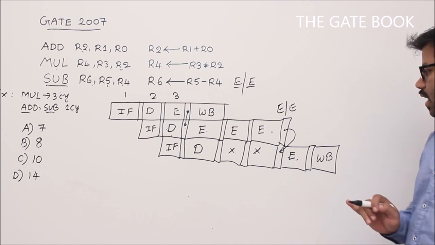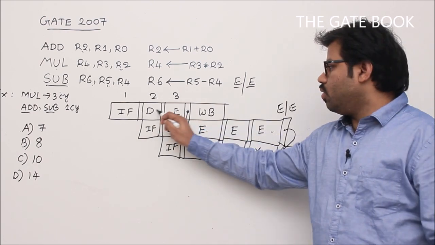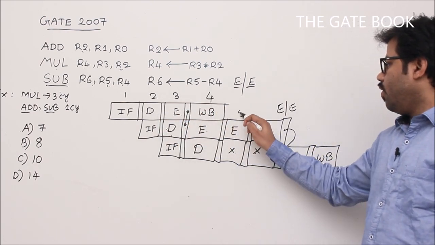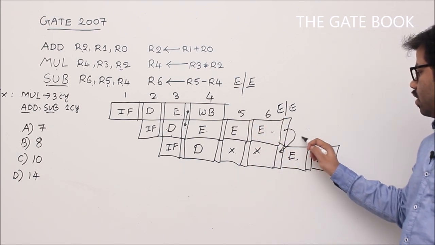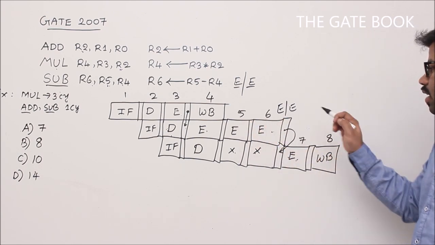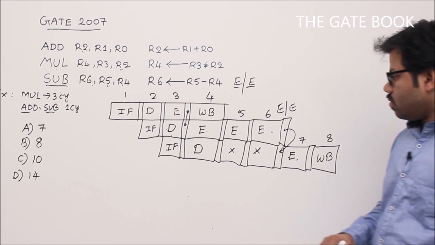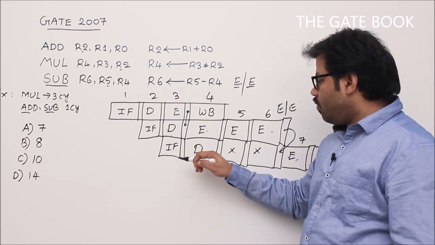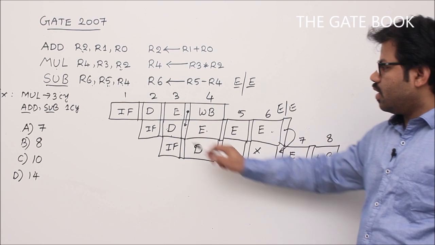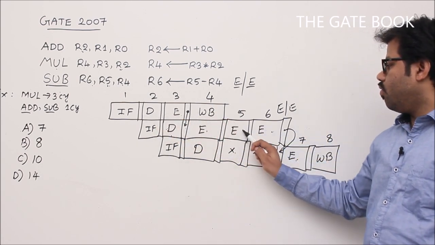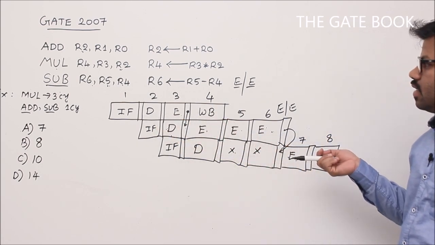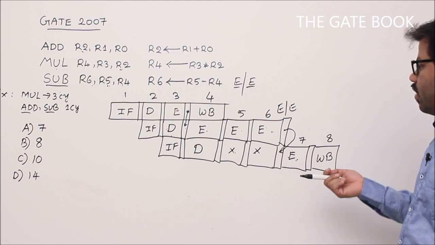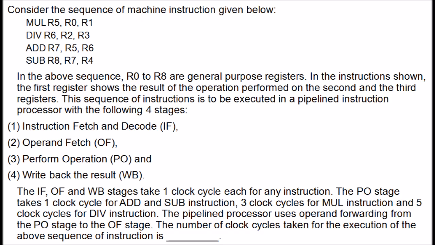Then how many clock cycles are required? We'll see. 1, 2, 3, 4, 5, 6, right? So 7, 8, correct? Now, so any problem here? If you decode, no problem, right? So here 1, 2, 3, 4, 5, 6, 7, 8. 8 cycles are required. That's it. In that way you can solve this question.